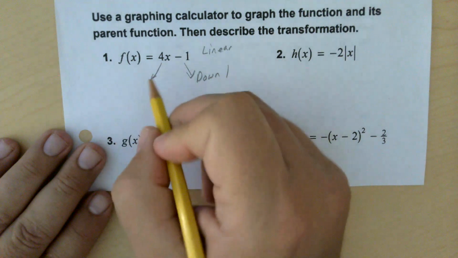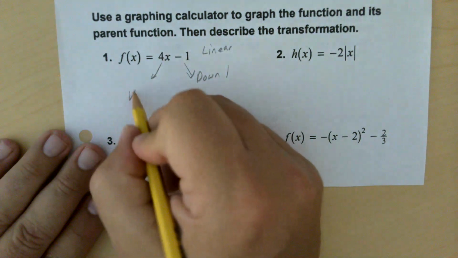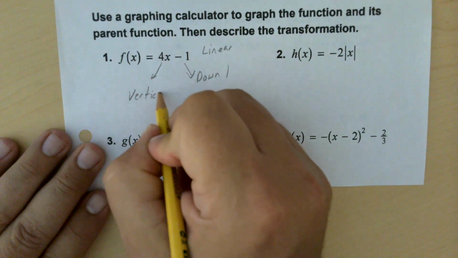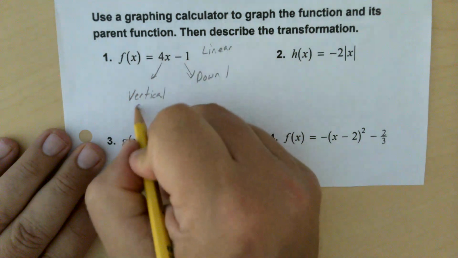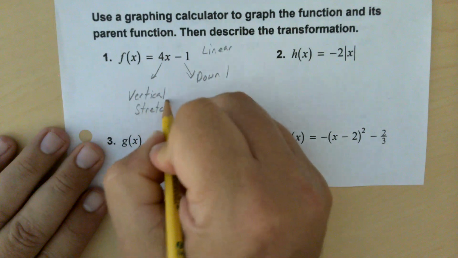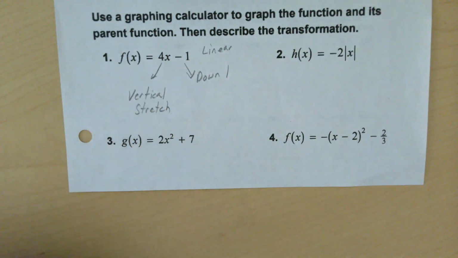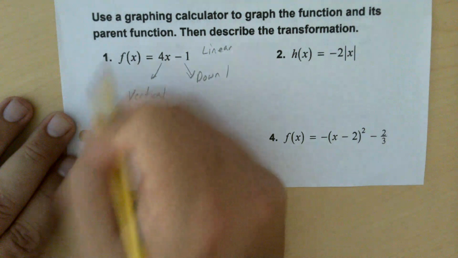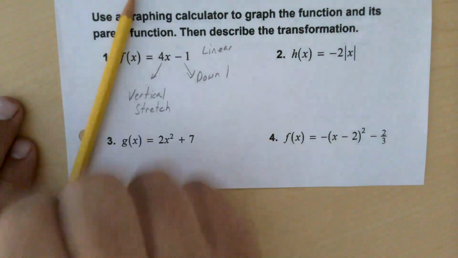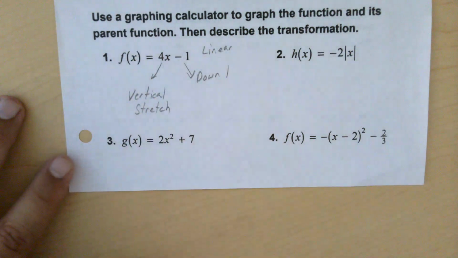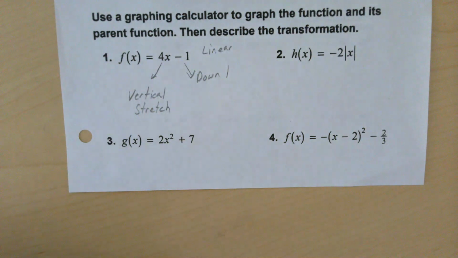This 4 in front, it's greater than 1. We're going to see that that's going to make that line much steeper. It's called a vertical stretch. Okay. Again, if you would type that in, it's going to be a line going up much steeper than just x. Okay, so just keep that in mind.